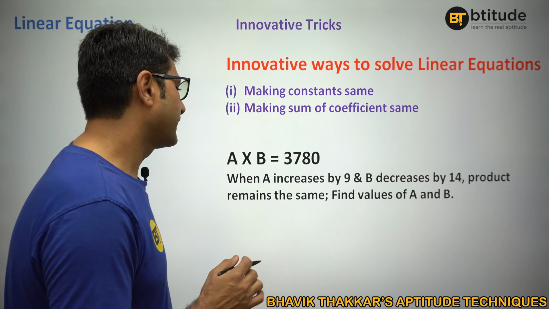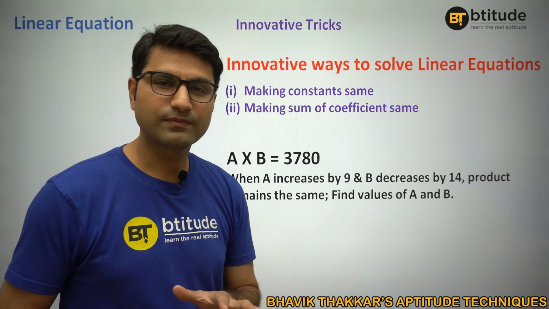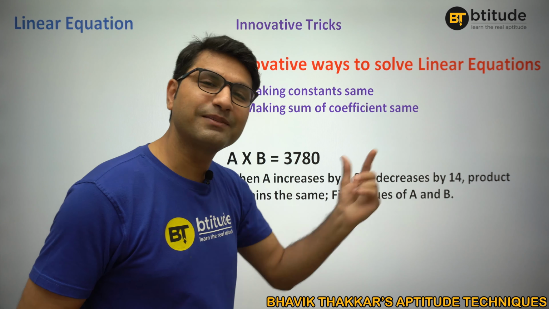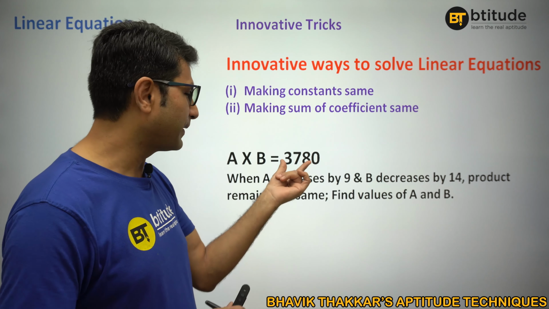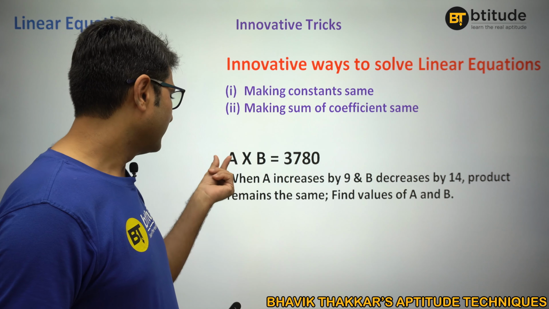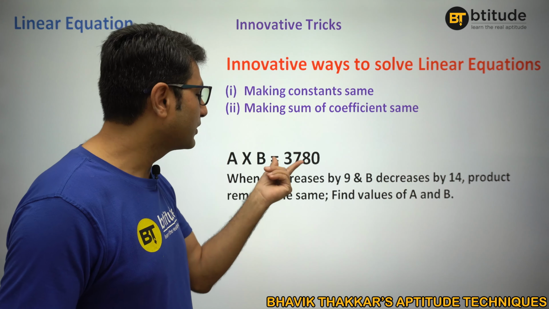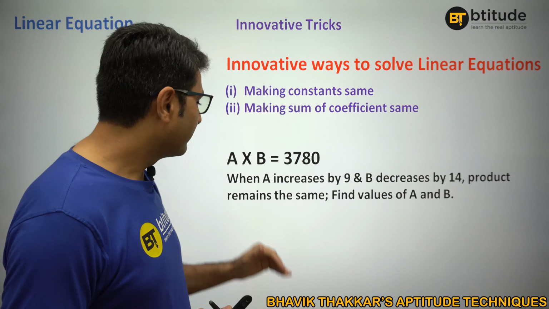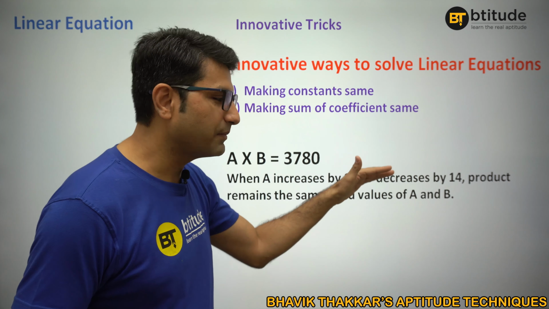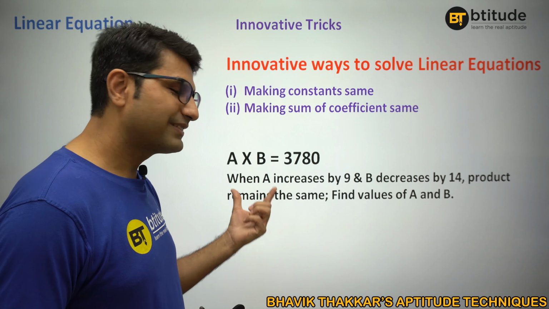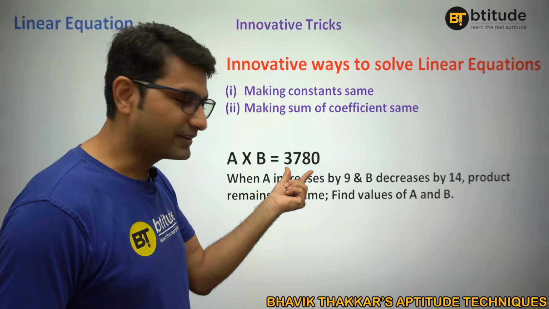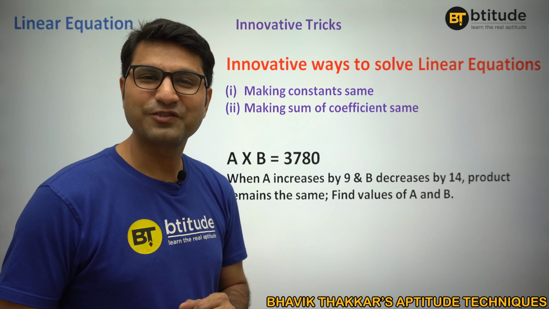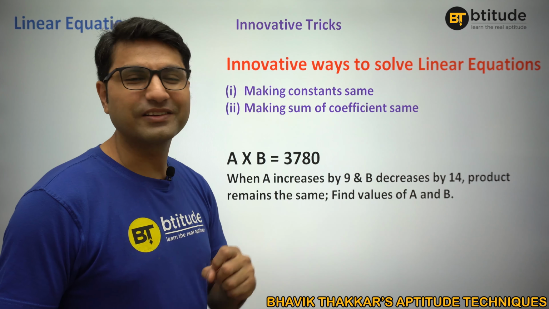Like if you are spending 3780 rupees on mangoes. When the price increases by 9, the number of mangoes that you can buy are decreasing by 14. Or it can be asked, and still you are spending the same amount of money. Or you can be asked, speed, I don't know what was speed, what was time, but you were traveling 3780 kilometers. When speed is increasing by 9 kilometers per hour, the time is decreasing by 14 hours. Then still the total kilometers you are covering is 3780. Find the values of a and b, or only a or only b, something like this. Fine. So how would you be able to solve this kind of a question?